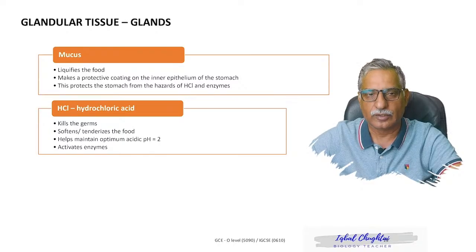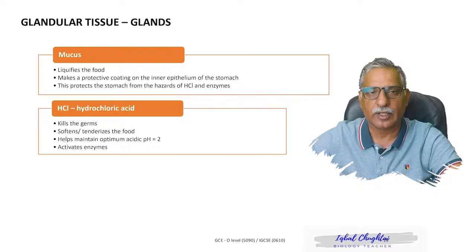This hydrochloric acid also tenderizes the food proteins, meaning larger food proteins or polypeptides are broken down into smaller polypeptides so that enzyme activity becomes faster and efficient. And the fourth job of this hydrochloric acid is that it is also responsible for activating the enzymes. I repeat, in the stomach only protein digestion occurs. No carbohydrate, no starch, no fat digestion, because gastric glands only produce protein digesting enzymes.